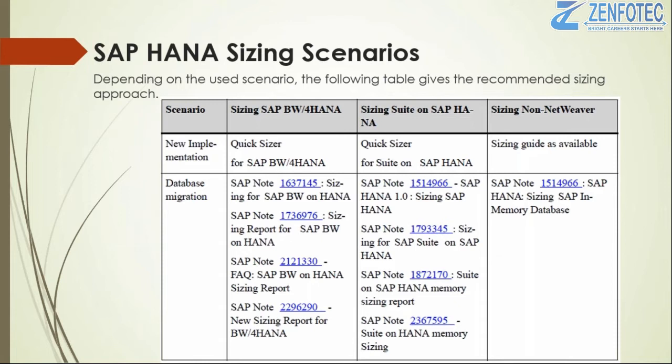Migration: if you are migrating your systems from any database to HANA, for example, if you're migrating your BW, which is running on Oracle, SQL or DB2, anything, and you want to migrate it into HANA or S4 HANA, sorry, BW4HANA, or BW on HANA, we have different SAP notes here. We have to go with all these notes. The latest one is this one. We have to implement these SAP notes in the system.